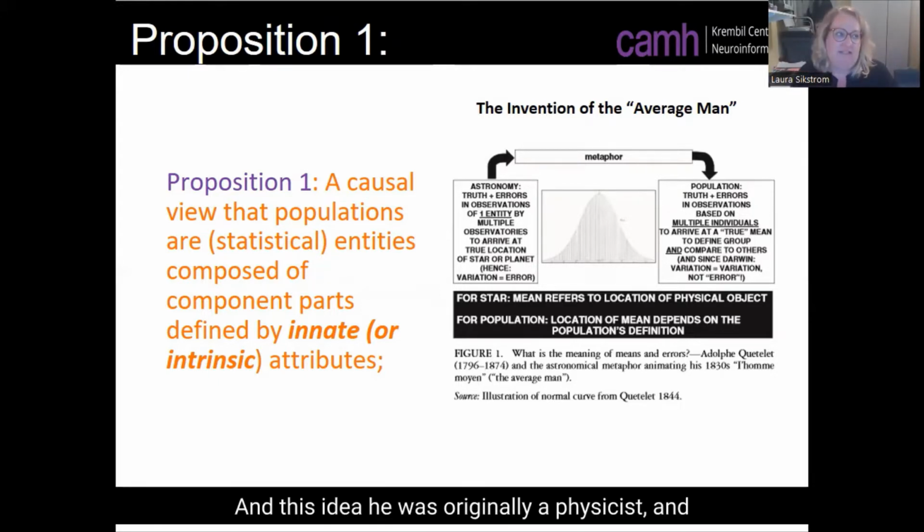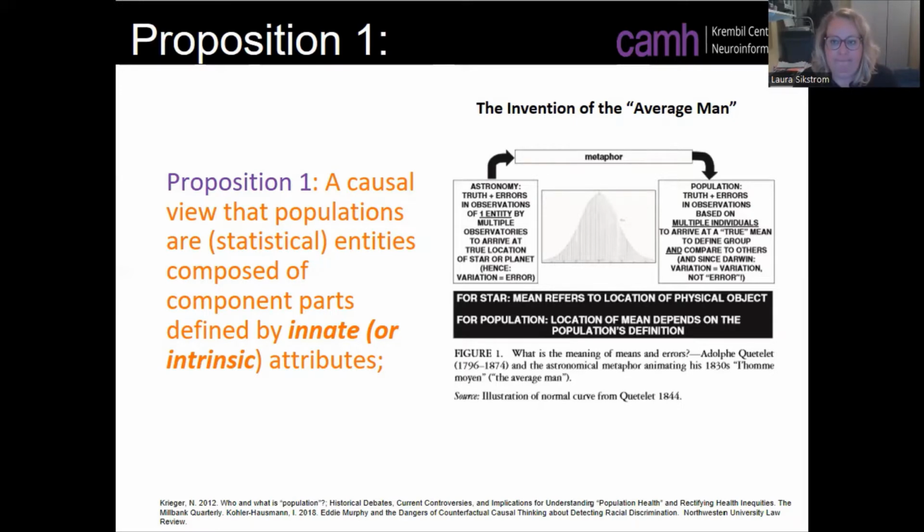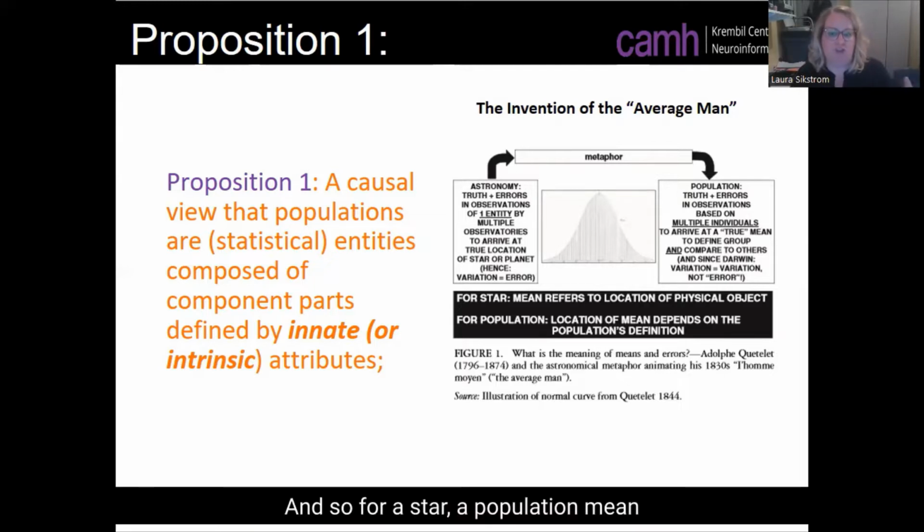BMI. And this idea, he was originally a physicist, and this idea was actually used to identify the true location of a star or planet, right? Using multiple observatories to arrive at this information. And so for a star, a population mean refers to a location of a physical object. But for a human population, let's say, this actually depends on the population definition.